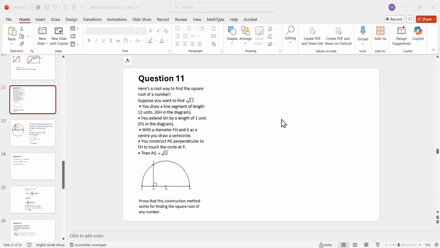We move on to question 11, which reads the following. Here is a cool way to find the square root of a number. Suppose you want to find the square root of 12. You draw a line segment of length 12, and it says here that it is GH in the diagram.